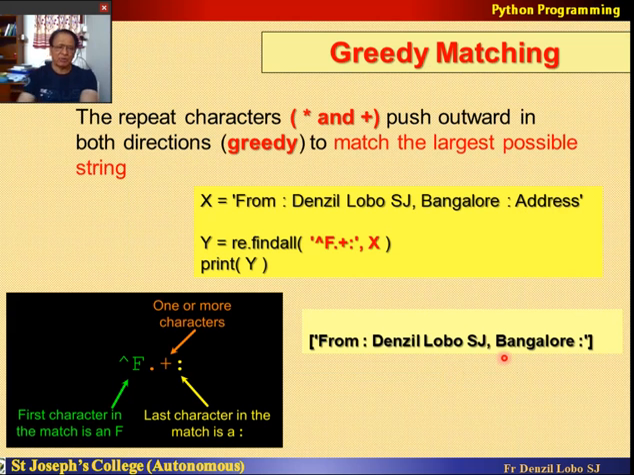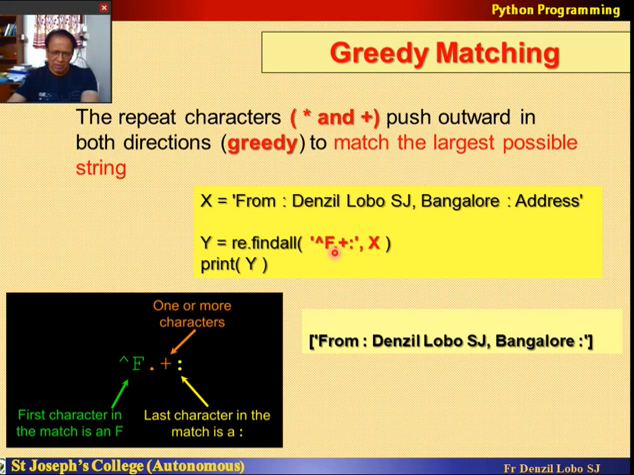Okay. Now we come to greedy matching. Greedy matching means not only once, but as many times as possible. When you use this star and plus, it is going to give you not only once but many times. Let's take this example: from colon here, it ends with colon here. So what is going to happen? I am going to say it should start with F, from. So it is going to print naturally from.